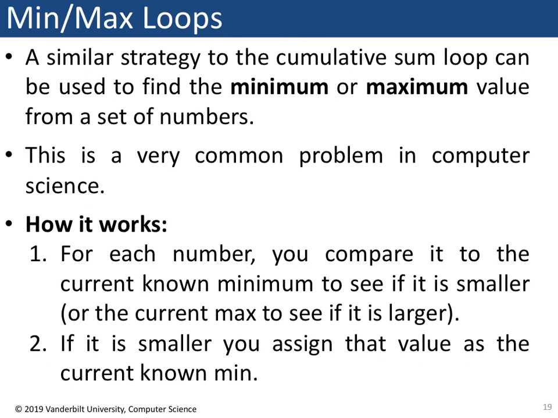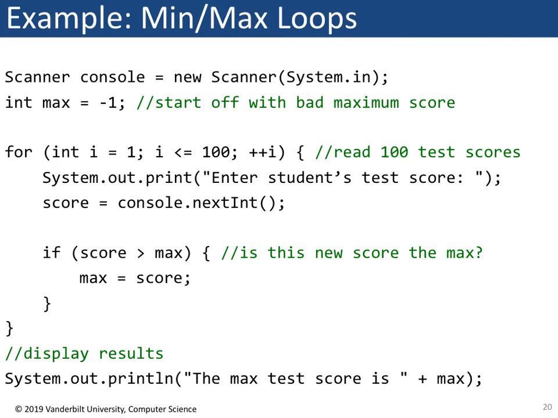A related problem to the cumulative sum problem is needing to find the minimum or maximum value from a set of numbers. And this is a common problem in computer science that you'll run into from time to time. The general approach to solving this is for each number you compare it to the current best. So if we're trying to find the minimum, you compare it to the current minimum to see if it's smaller. If it is smaller, you assign that value as the current known minimum and continue through the rest of the set.